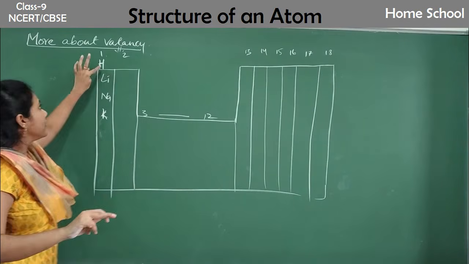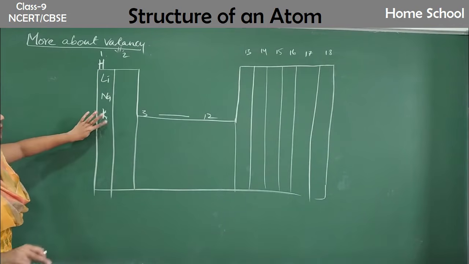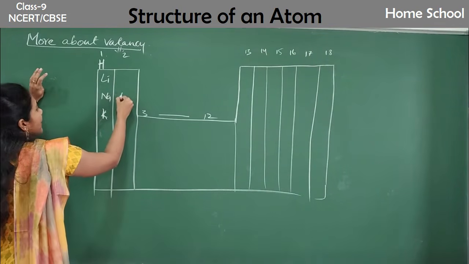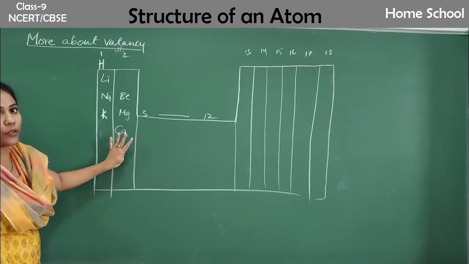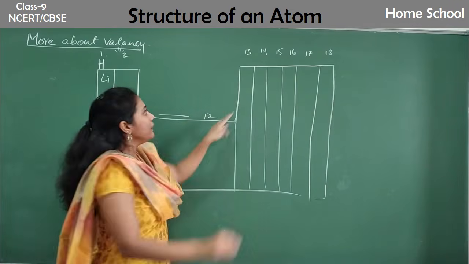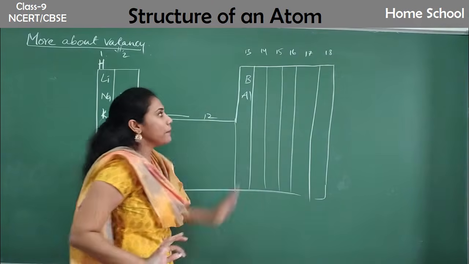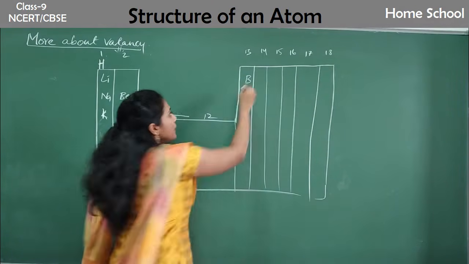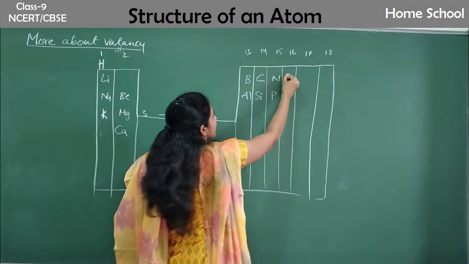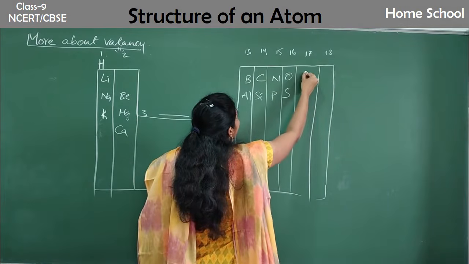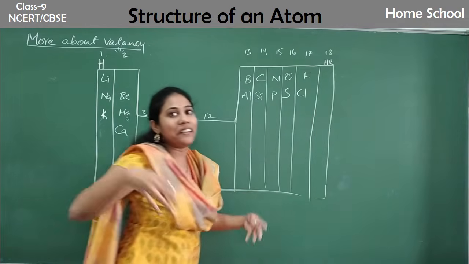Where are they coming? In group 1. What are the elements? Hydrogen, lithium, sodium, potassium. In the second group, you have beryllium, magnesium, calcium. These 3 elements try to remember. Coming to the 13th group, you have boron, aluminium. 2 elements try to remember in each group. And in 14th group, carbon, silicon. 15th group, nitrogen, phosphorus. 16th group, oxygen, sulfur. 17th group, fluorine, chlorine. 18th group, your very happier elements.